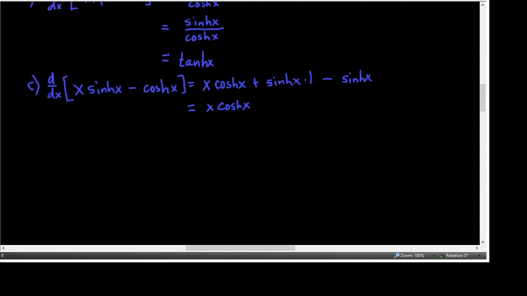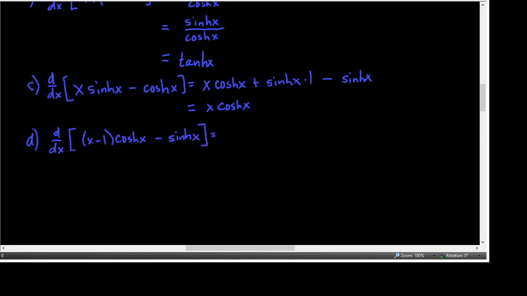Okay, D, example D. We're asked to find the derivative with respect to x of the binomial x minus 1 multiplied by hyperbolic cosine of x minus hyperbolic sine of x.